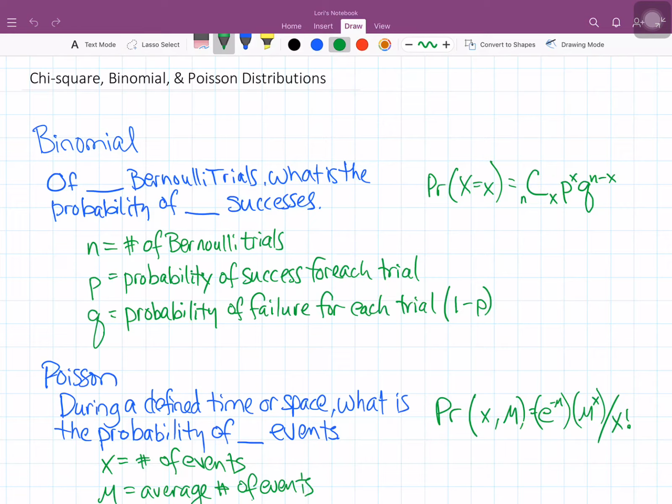Hello and welcome to this discussion about several of the probability distributions that are for categorical variables. These include the chi-square, the binomial, and the Poisson distributions. I'm going to quickly go through the concept of the binomial and the Poisson distribution, but those are not as much of a focus as I would like to have on the chi-square distribution.